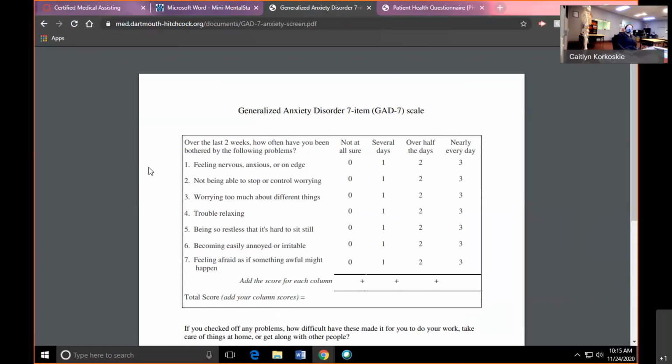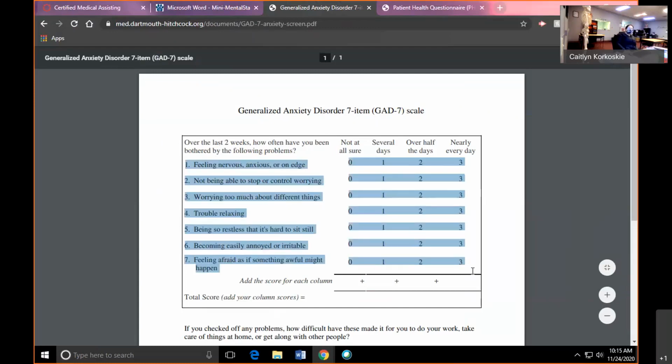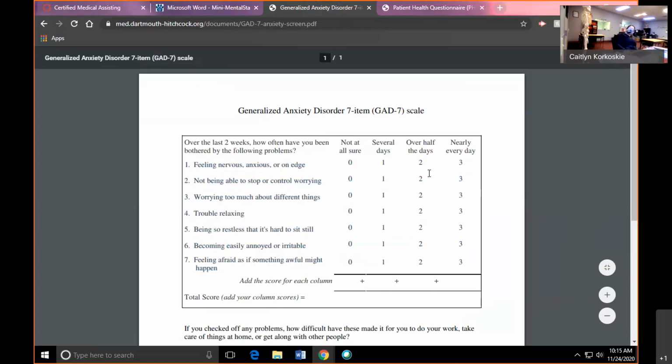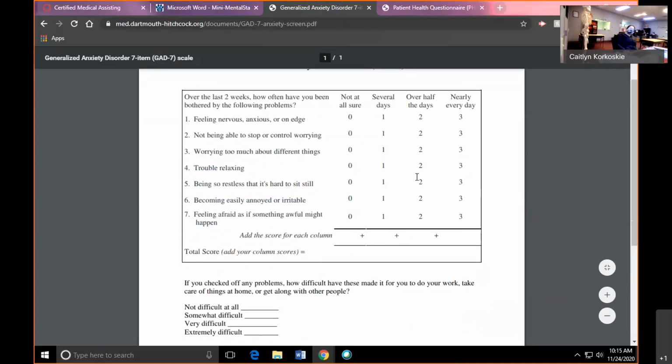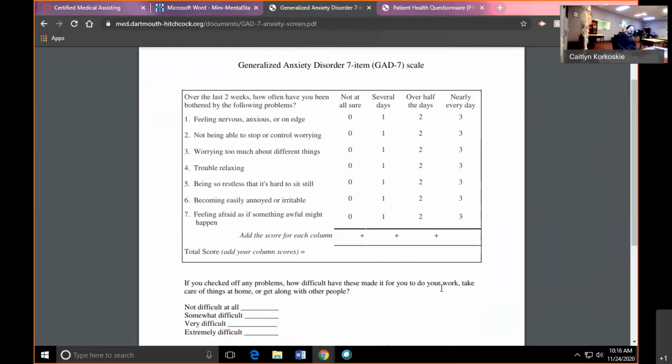I always explain to them, even though it says right on the paper, over the last 2 weeks, have you had any of the following problems? I'm reiterating that it's over the last 2 weeks, not if you've ever had this. We want to know how they've been feeling recently. We give this to the patient to fill out themselves, and I would leave it in the room so they can fill it out in private, instead of asking the questions, because sometimes people feel awkward saying nearly every day that they're becoming more easily annoyed or irritable.